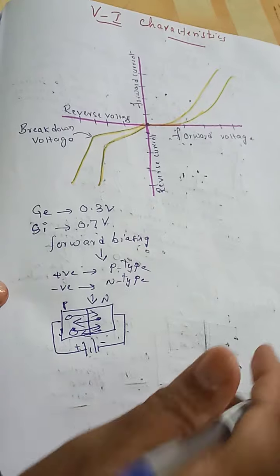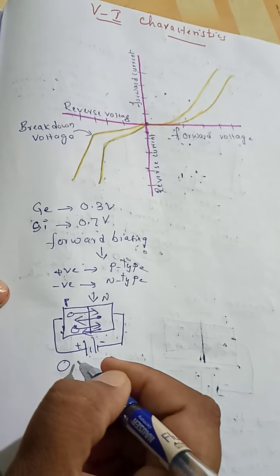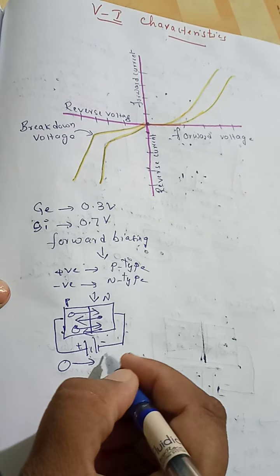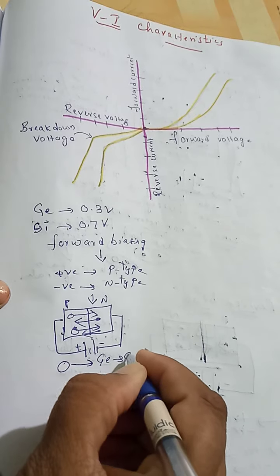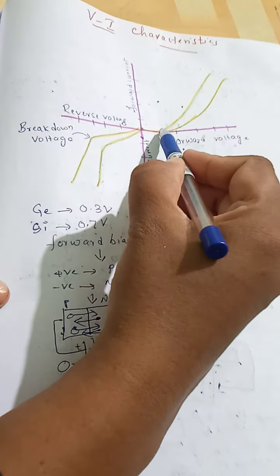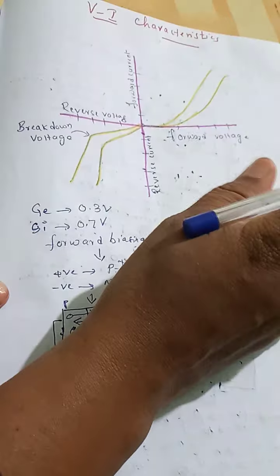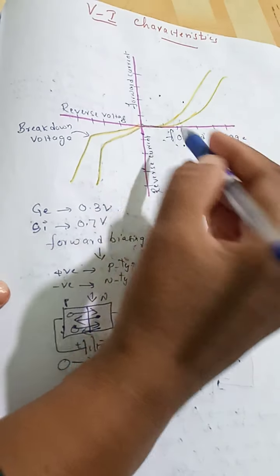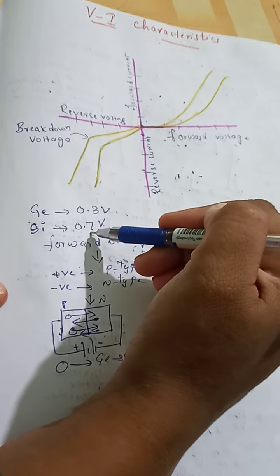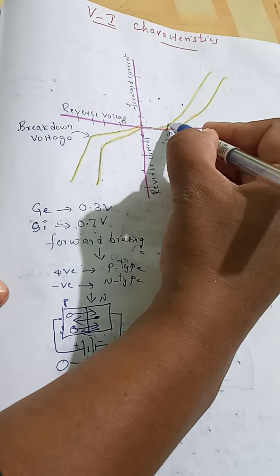So now first we will go on increasing the voltage from 0. So if we take germanium, at nearly 0.3 volts, the current slowly starts flowing. So up to 0.3 volts we will not find any current flow. If we take germanium, it is 0.3 volts; if we take silicon, at 0.7 volts the current slowly starts flowing.